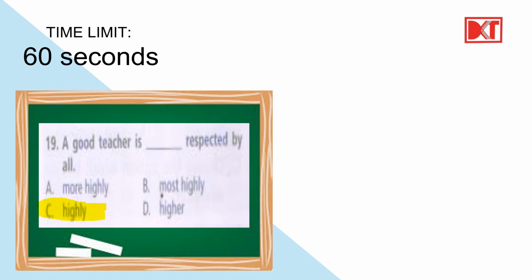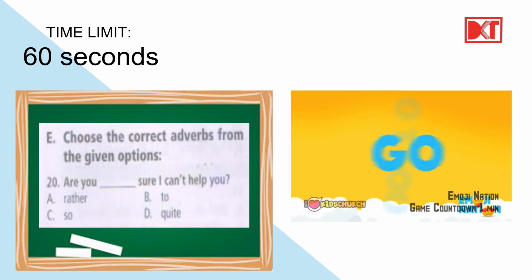Now here we are not comparing anything with anyone. It is a positive sentence, just a statement, that a good teacher is highly respected by all. Highly answers the question of how, which is an adverb of manner. Alright. All these others won't be used because here we are only using the positive degree.